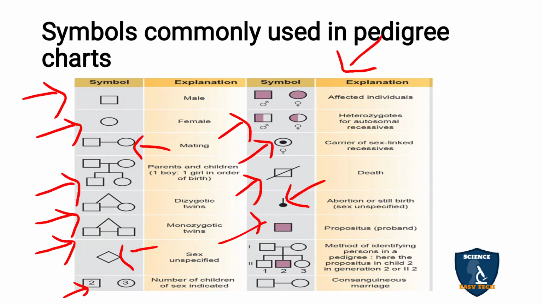This is the cross. Out of 3 children, one will get the propositus condition. And the last one is consanguineous marriage. Consanguineous marriage is a marriage between relatives.